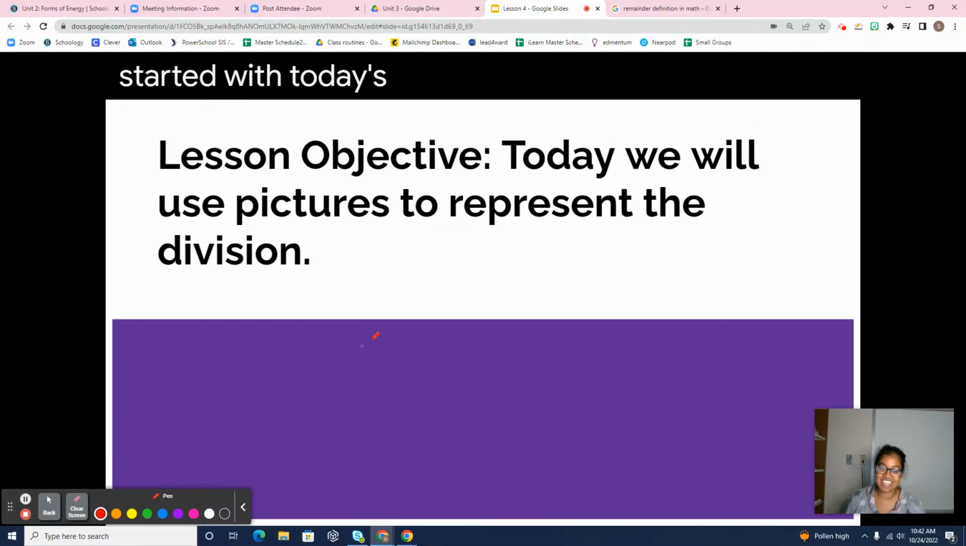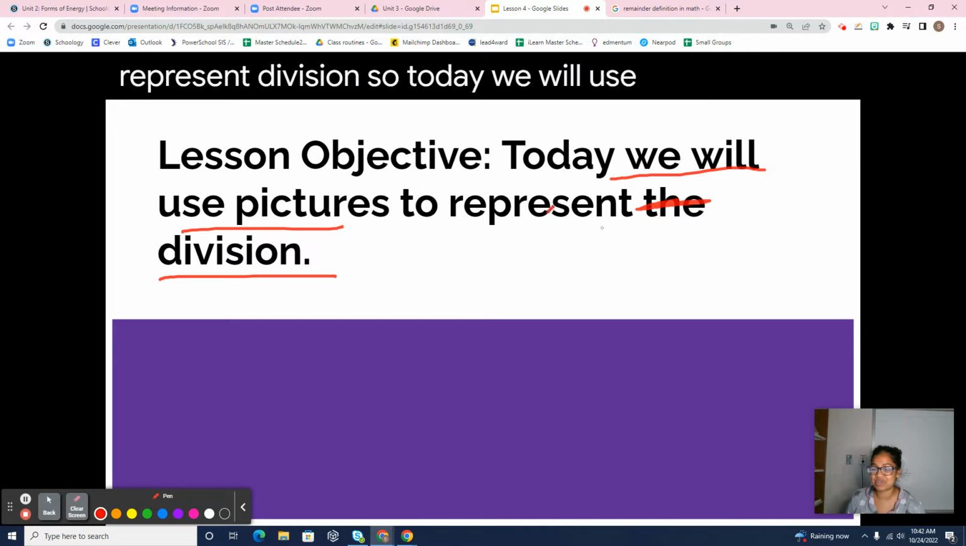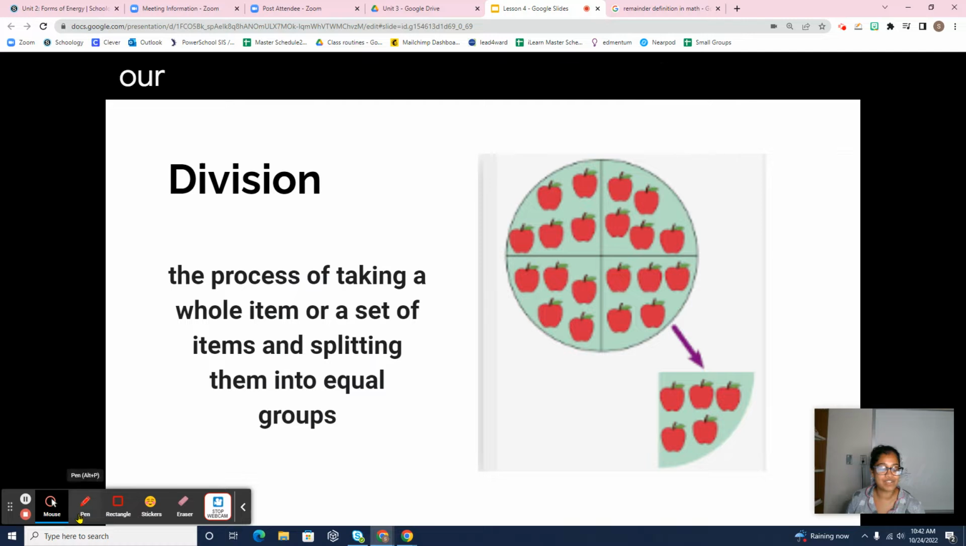Let's get started with today's objective. So, in today's lesson, we will use pictures to represent division. All right, let's go ahead and go on to our first vocabulary word.